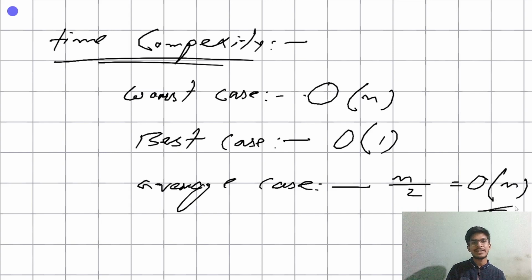So these are the time complexities of linear search, which is not very good compared to other searches like binary search. We will do that in the next video, and interpolation search and stuff like that.